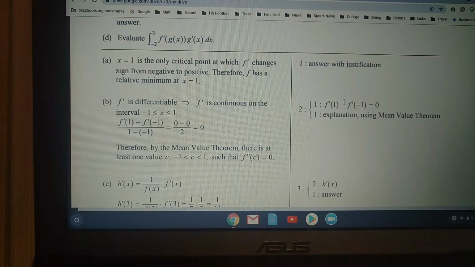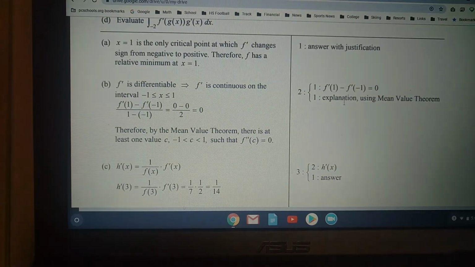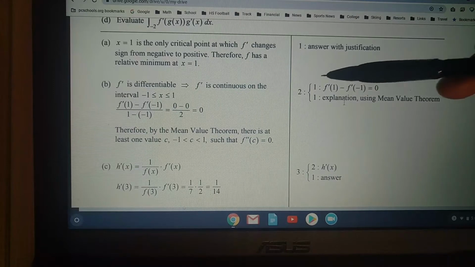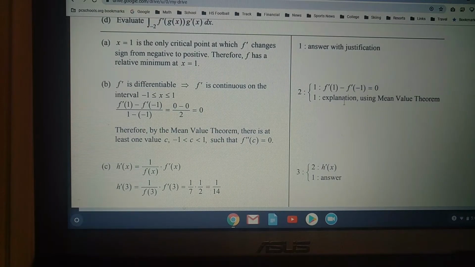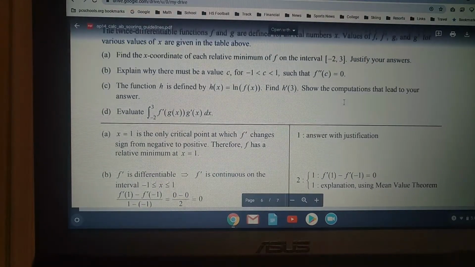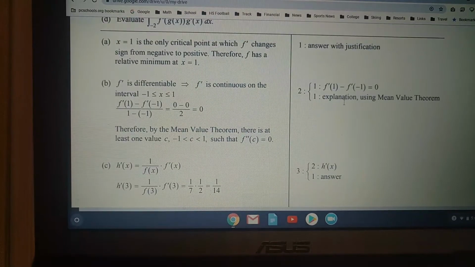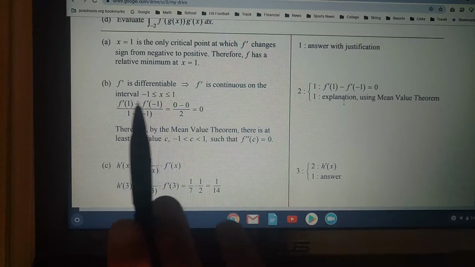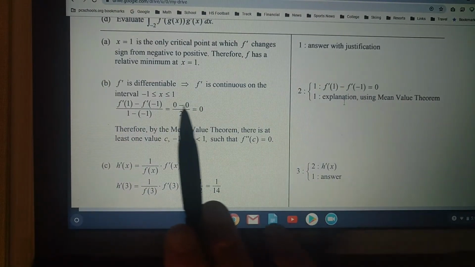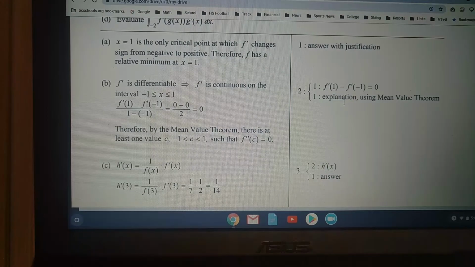Okay, then for part B, the first point is for establishing that f prime of 1 minus f prime of negative 1 equals 0. So that's our looking at the difference there. We have to establish that the average rate of change is 0. This is our average rate of change here. The key is if you establish that the numerator is 0, so your average rate of change is 0, you get 1 point. Then if you can actually explain, referencing the mean value theorem, you get the other.